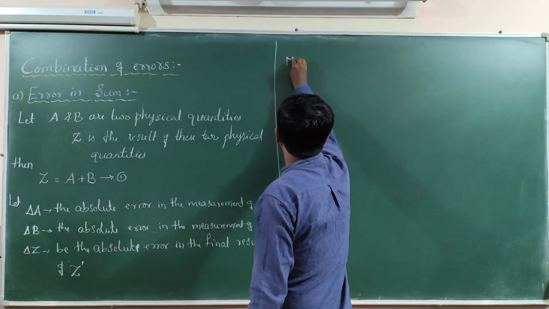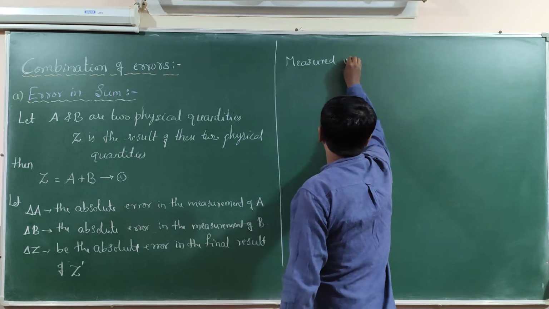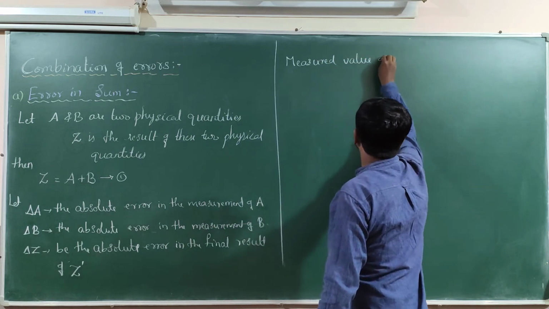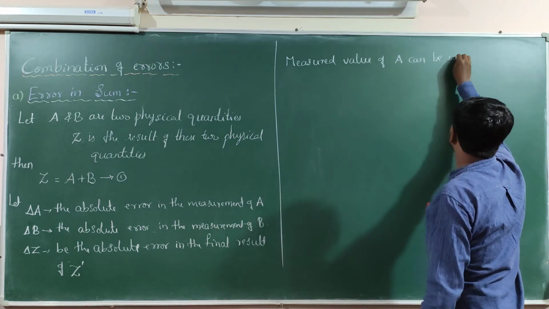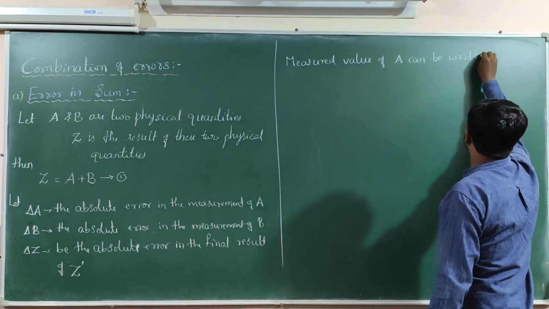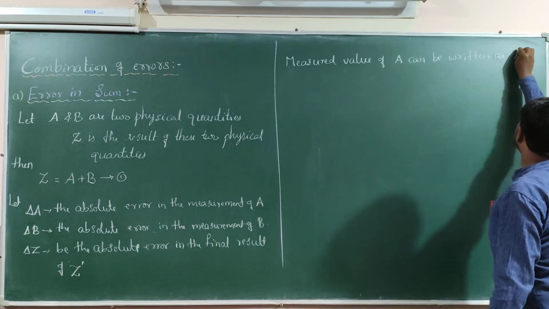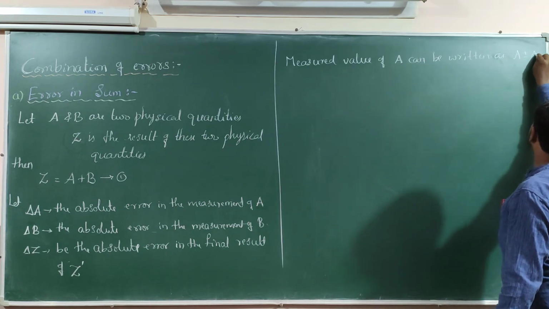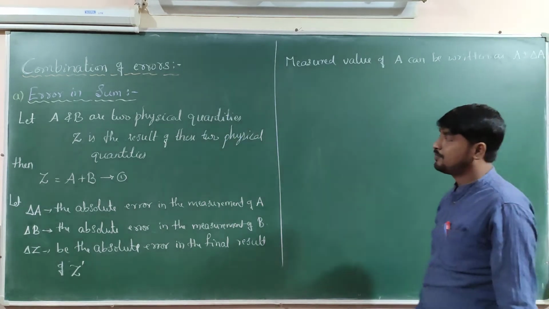Measured value of A can be written as, what do I have to write here? A plus or minus delta A. That I have to write.